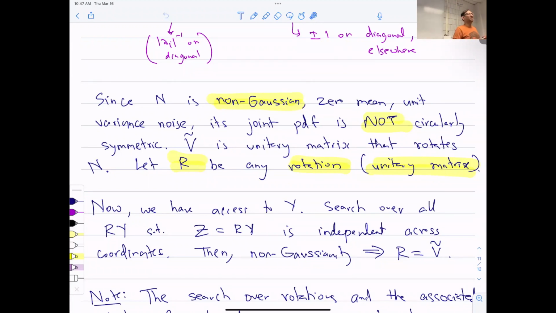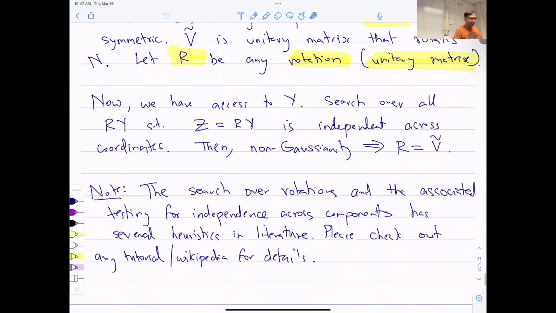So yes, if the noise is Gaussian, this algorithm will not work. We will not find V tilde, and so we cannot find anything. The search over rotations and associated testing is extremely expensive the way I have described it. There are lots of heuristics, some information theoretic ones, and a bunch of other things you can do. There's a rich literature here. I'm not going down that road, but I want you to get a flavor of the type of algorithm. That's my goal for both these parts, not telling you exactly the state of the art.